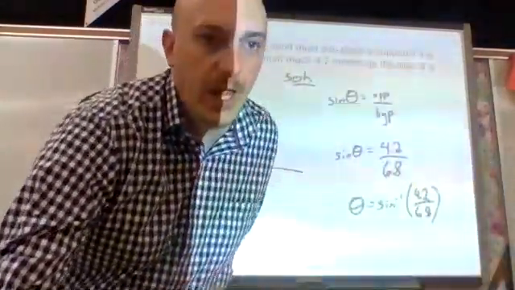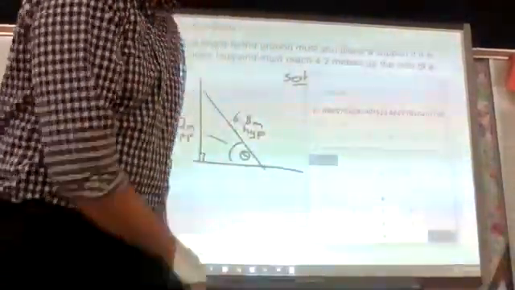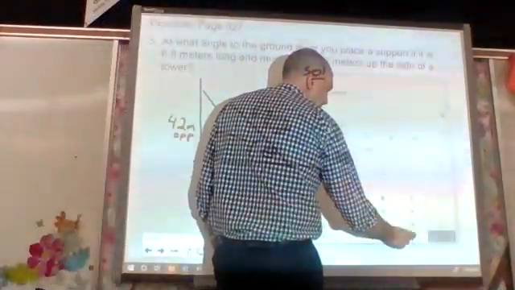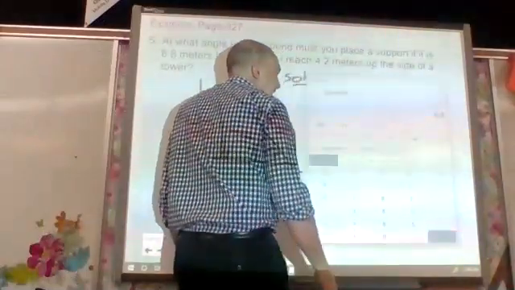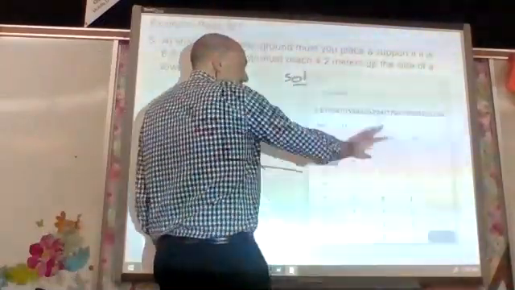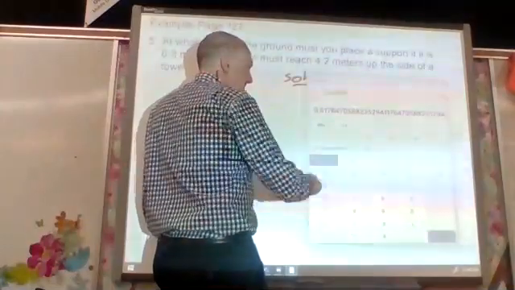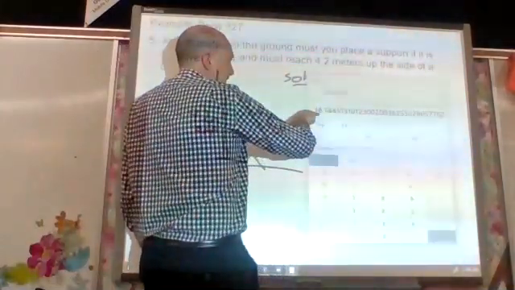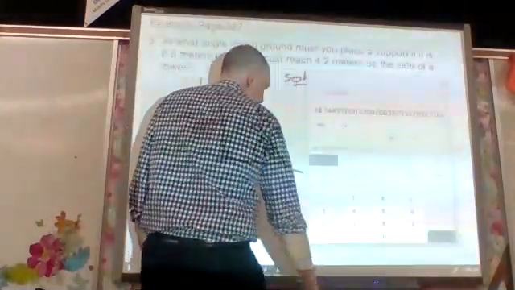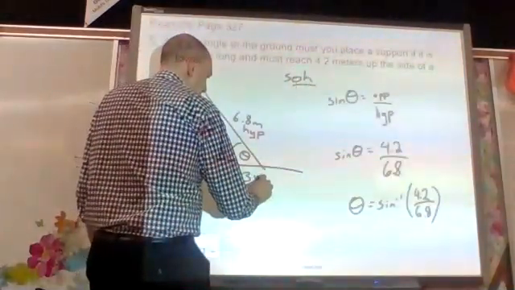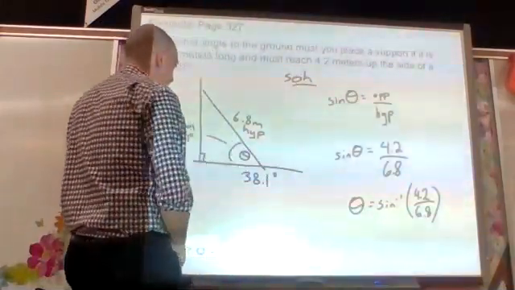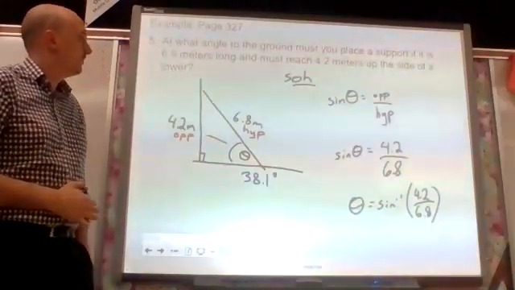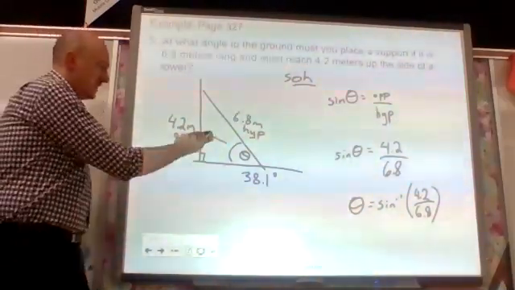Grab my calculator again. 4.2 divided by 6.8 equals, that's my ratio of the two sides. Take the inverse sine of it, and I get an angle of 38.1 degrees. I'll buy that. It seems to be a reasonable estimate, right? It's between 10 and 90.